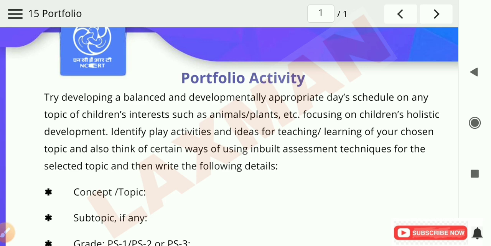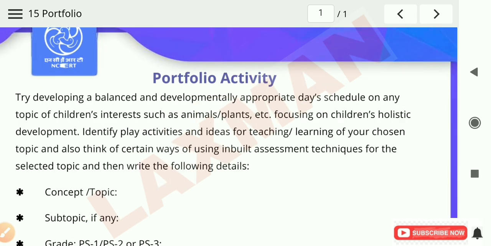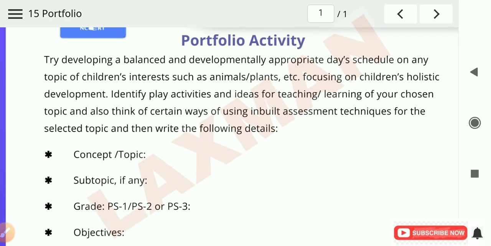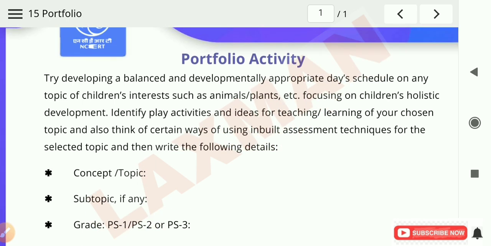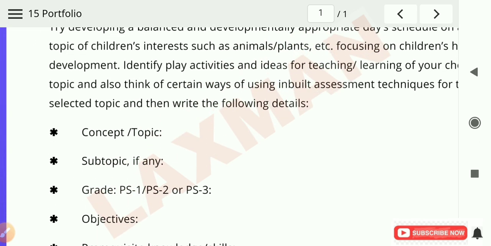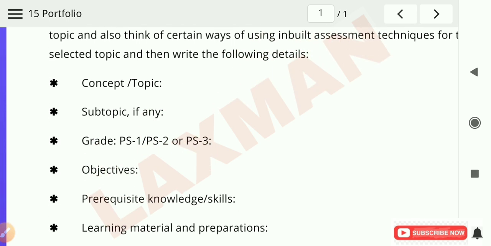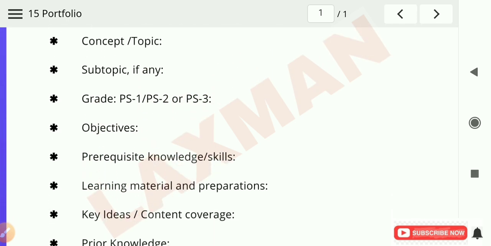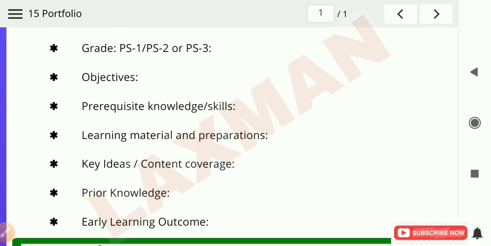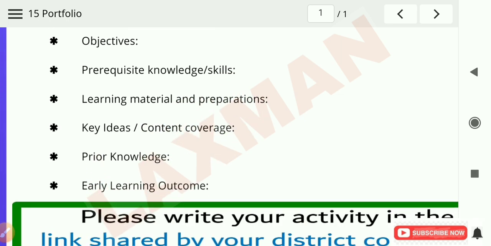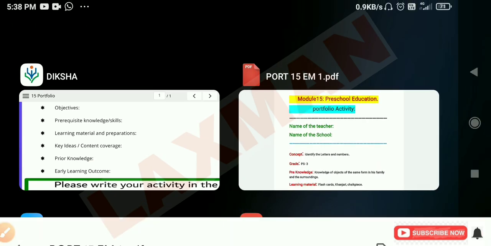Now let us move to our portfolio activity. Let us see what the portfolio activity is. By observing this portfolio activity, you have to prepare the learning activities for the preschool children in the following pattern. That is, you have to write the concept or topic, subject, subtopic if any, grade (preschool 1, preschool 2, preschool 3), objectives, prerequisite knowledge or skills, learning material and preparations, key ideas or content coverage, prior knowledge, early learning outcome. Okay, now let us move to our model portfolio.